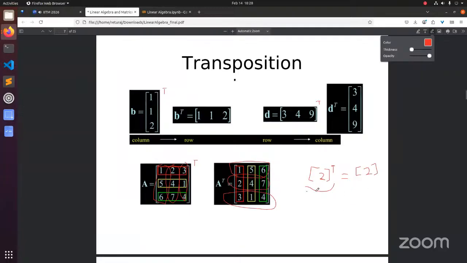How many of you feel this is the correct answer? Sir, this will be the correct answer because it is a 1 cross 1 matrix. Okay, so you think that this is the correct answer, right? Yes, sir. So this is indeed a correct answer because it's a 1 cross 1 matrix, and if you transpose, it remains the same. Okay, so now let's do something more interesting.